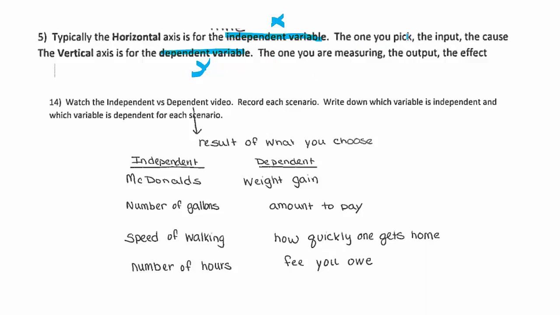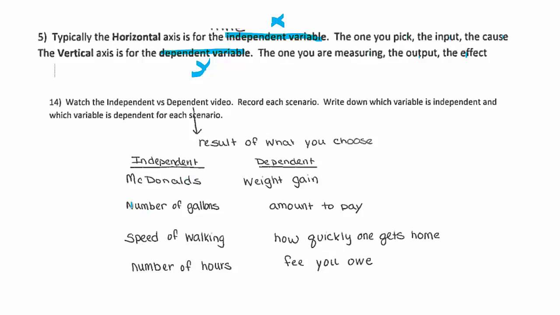Some other words that we can use there: independent is what you pick, it's the input, it's the cause. And then pairing these up, so if you pick this one, you measure the y. If this is input, y is output. If this is the cause, y is effect. We'll practice some when we go through the PowerPoint, but for right now, from the video that you watched as part of the pre-lecture, the independent, the one you pick, is how many times you eat at McDonald's. The dependent is your weight gain. It depends on how much junk food you eat.